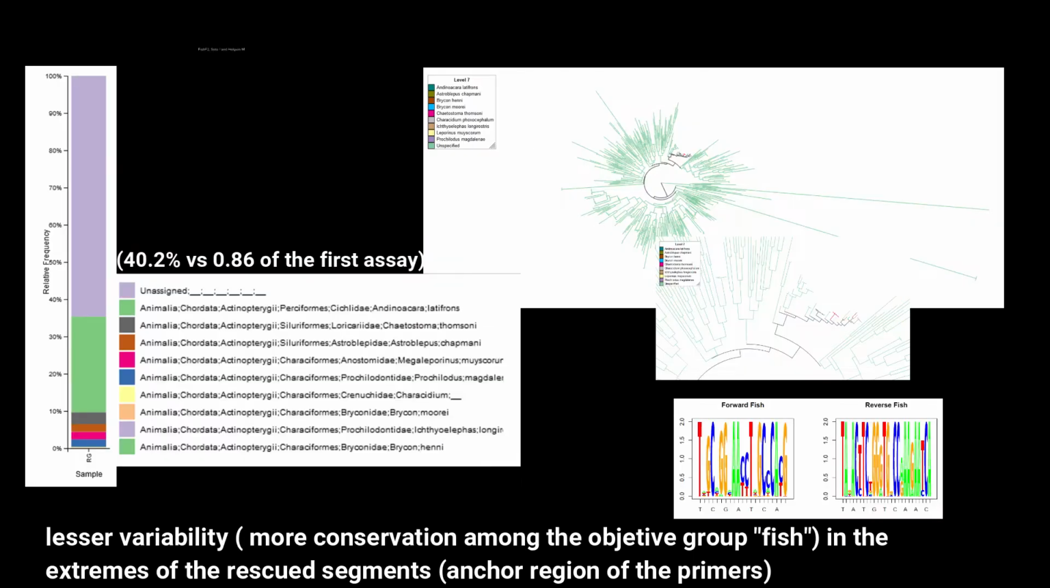In order to capture more fish DNA, we optimized the primers by reducing the variability on the anchor region of the primers. Having a more conserved anchor region allowed us to capture more DNA from fish, 40.2% versus 0.86% of the first assay, and have a better detectability rate, with more identified species.